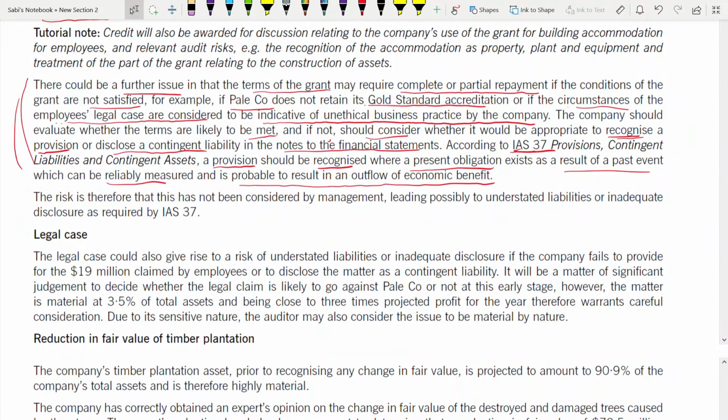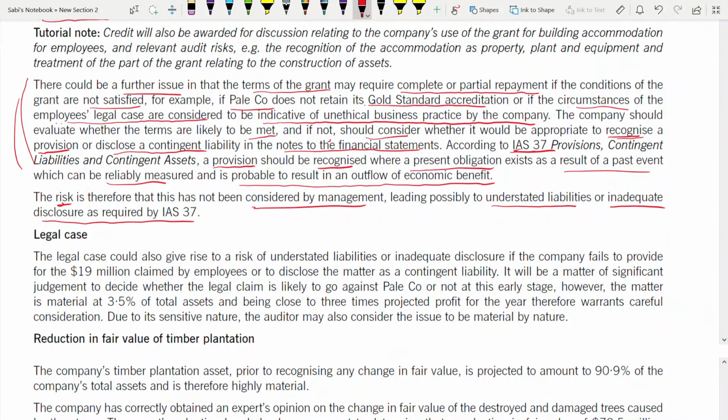So the risk is therefore that this has not been considered by management. You are giving an overall conclusion for the government grant. This risk was not considered by the management. So because it is not considered by the management, it leads to the possibility of understated liabilities or inadequate disclosure as required by IAS 37. You're not disclosing it also, and liabilities are also understated.